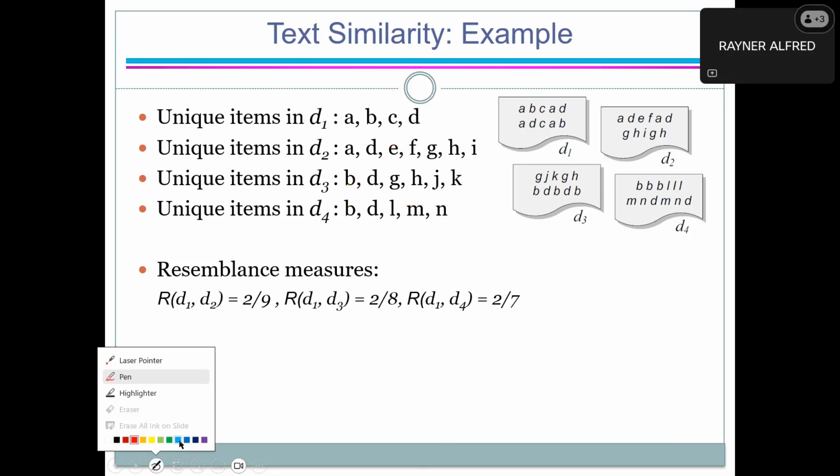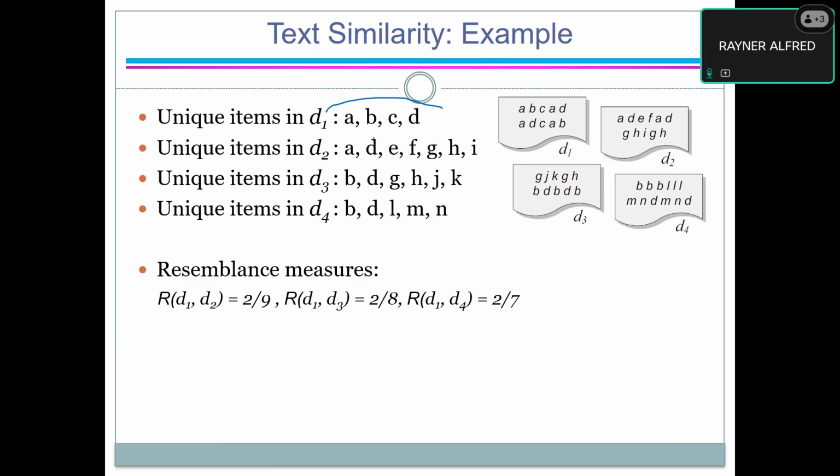And last one is 1 and 4. So the common term will be B, D, right? So we have 2. So the union one will be 1, 2, 3, 4, 5 plus 2, we get 7. So this is the resemblance for 1, 2, 1, 3, 1, 4. Okay. So you may have to compute 2, 3, 2, 4, and then 3, 4.